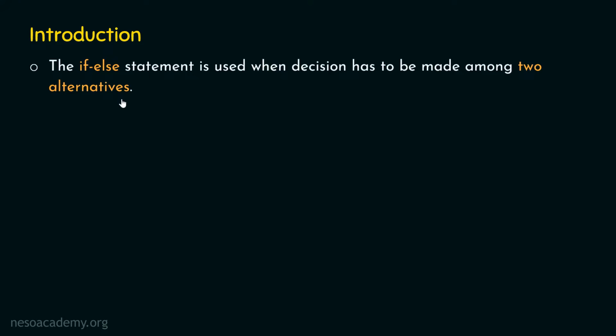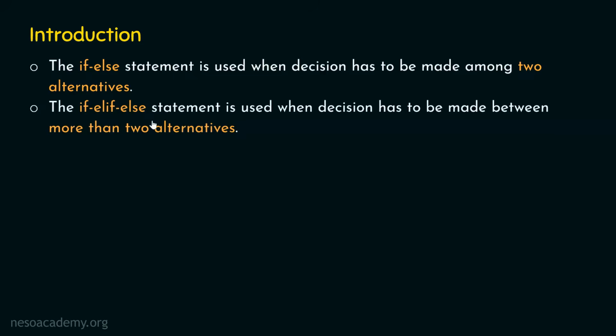Now let's understand what is if-elif-else. The if-elif-else statement is used when a decision has to be made between more than two alternatives. So if we want to make a decision among more than two alternatives, then we can use the if-elif-else structure. Let's first see the syntax and then we will see an example to better understand how to use if-elif-else in the real world. Let's consider the syntax first.